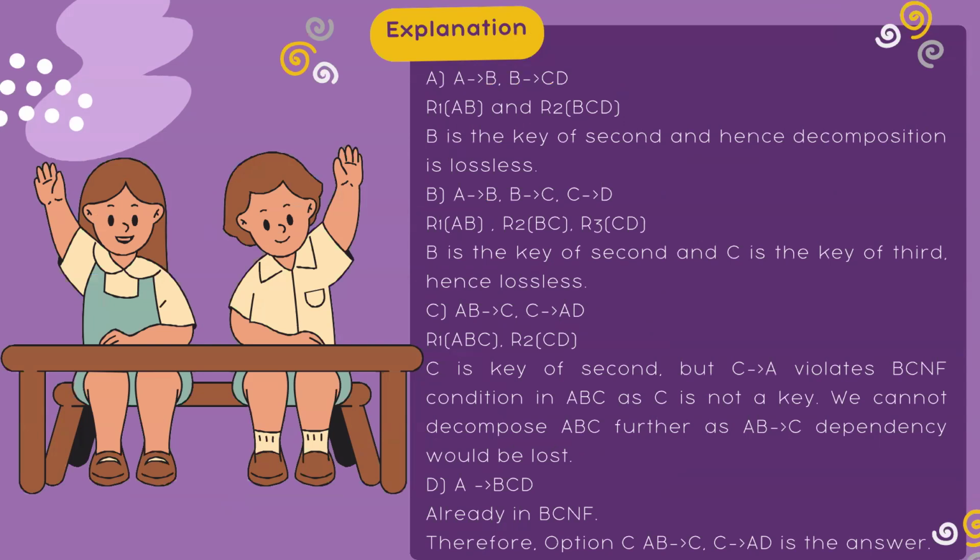And in B, AB and BC and CD, B is the key of the second and C is the key of the third, hence lossless. In the third case, C is the key of the second, but C violates the BCNF condition in ABC as C is not a key. We cannot decompose ABC further as the AB implies C dependency would be lost. And D is already in BCNF, therefore C is the answer. Thank you.